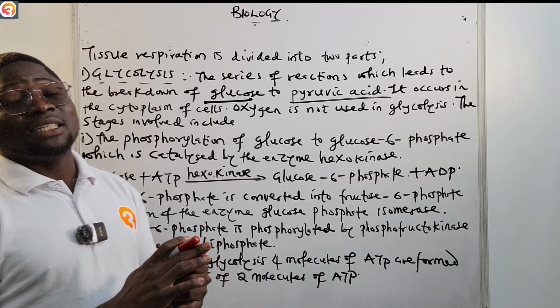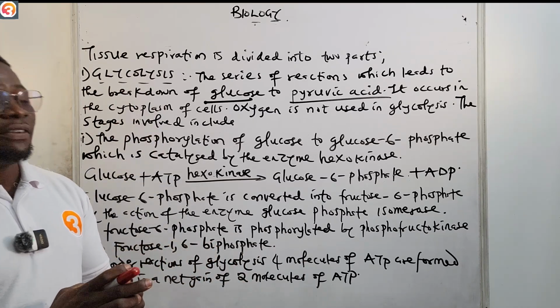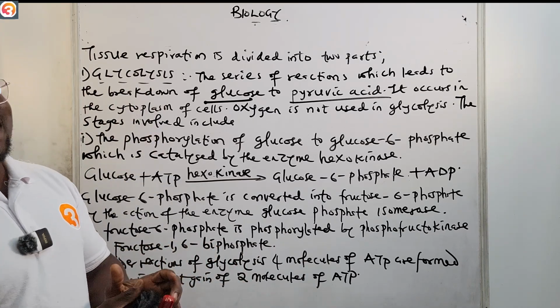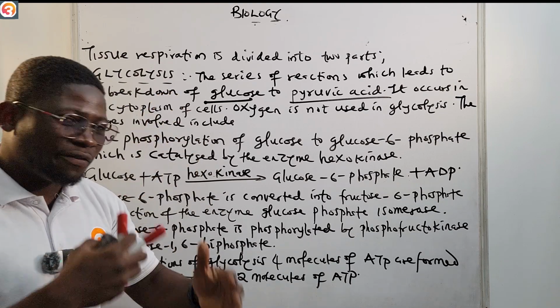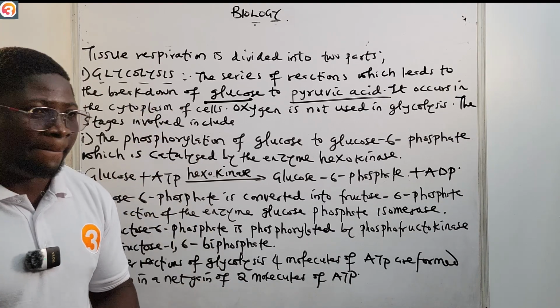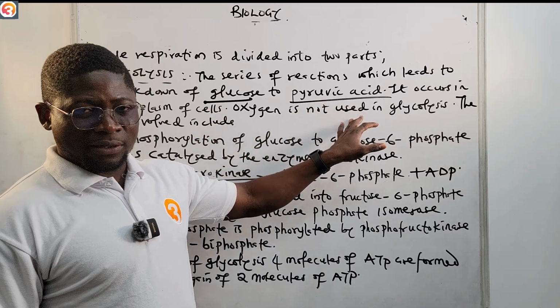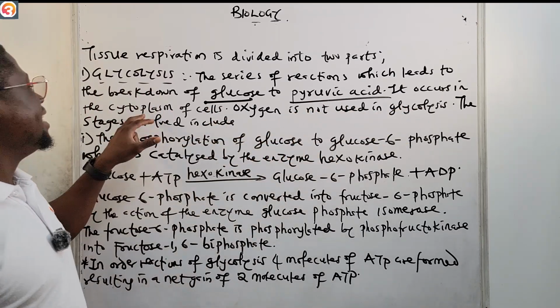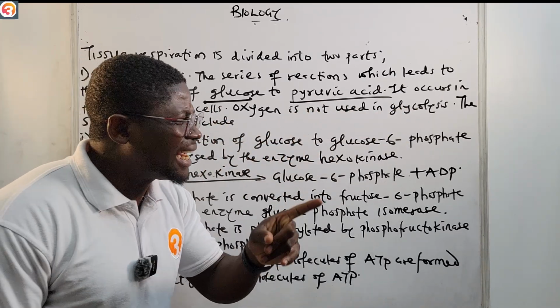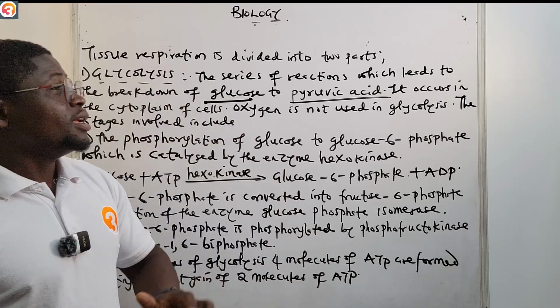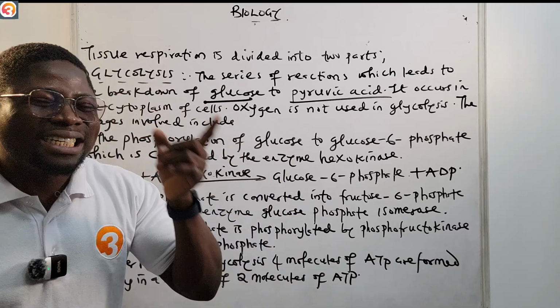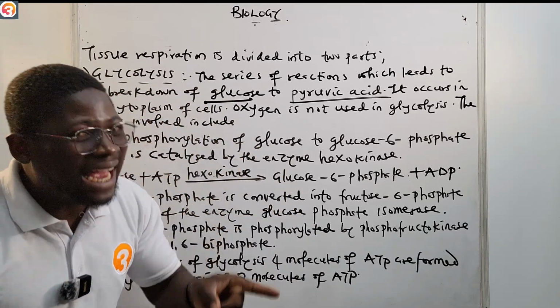Being catalyzed by different enzymes. So that is what glycolysis is: a series of reactions, up to 10, which leads to the breakdown of glucose to pyruvic acid. It occurs in the cytoplasm. Please take note of that. Glycolysis occurs in the cytoplasm of cells.